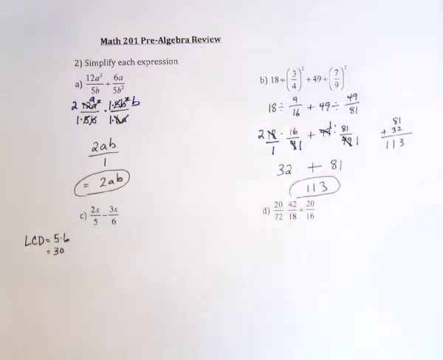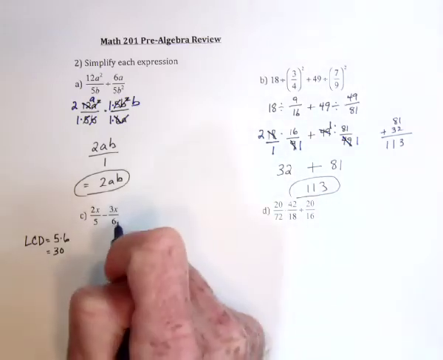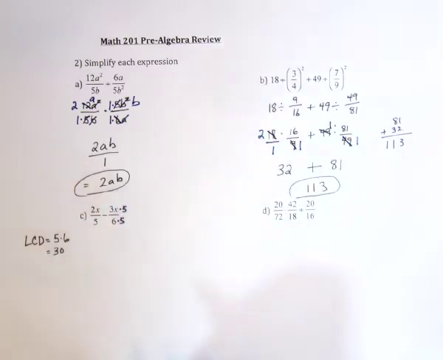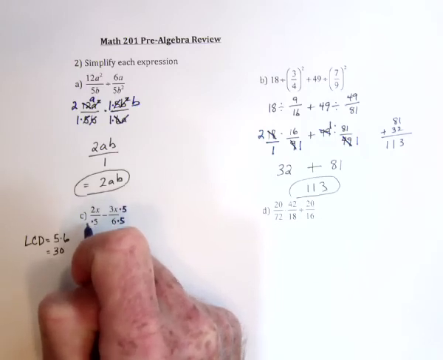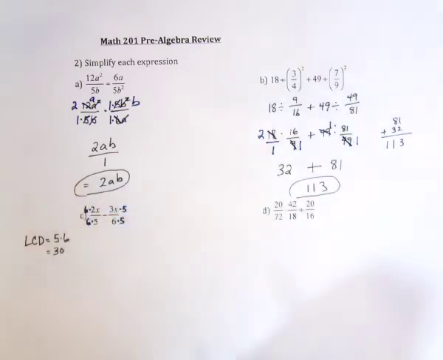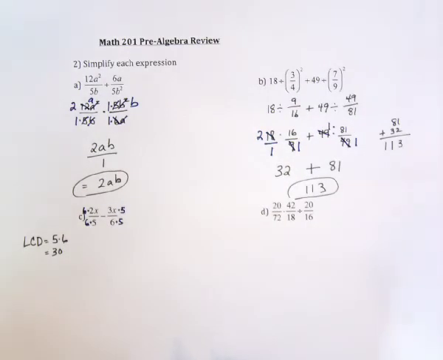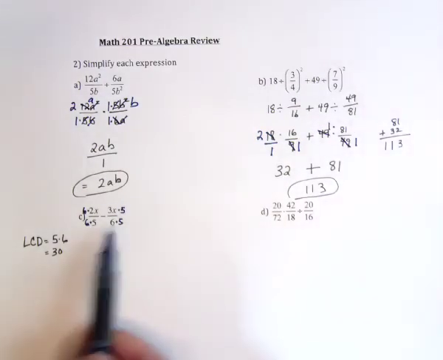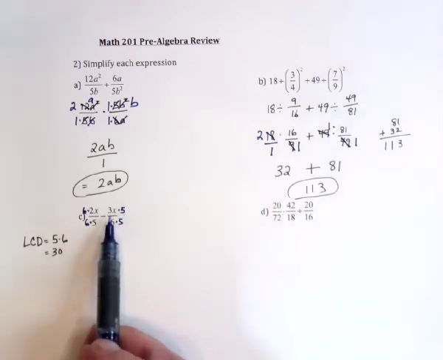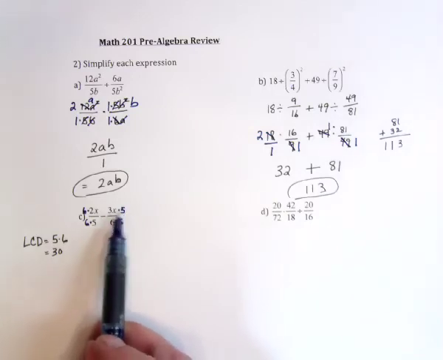So this fraction could be multiplied on the top and the bottom by 5 in order to produce a 30 in the denominator. This one could be multiplied by 6 in order to make the denominator 30. Notice that it doesn't matter if you multiply on the right or on the left. When you're multiplying a string of numbers, the order doesn't matter. You'll get the same thing. 3 times 5 is 15. 5 times 3 is 15.